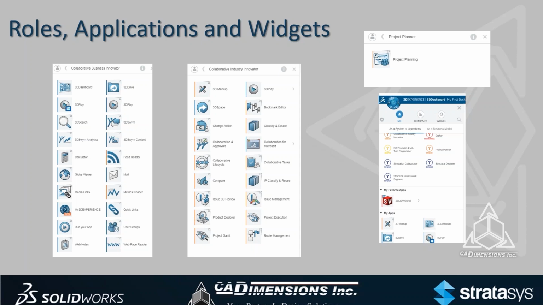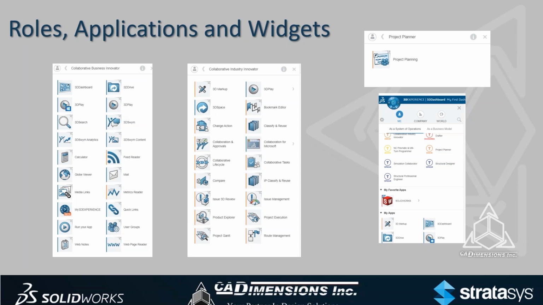We're actually going to focus today on the left screen. It's called the Collaborative Business Innovator role. Frankly, it's anyone in this 3D experience, so I don't really need to call it a role. I actually call it the default. In the next 15 minutes or so, we're going to cover the key areas of the business innovator role, which is basically what everybody who gets into this program will be using.